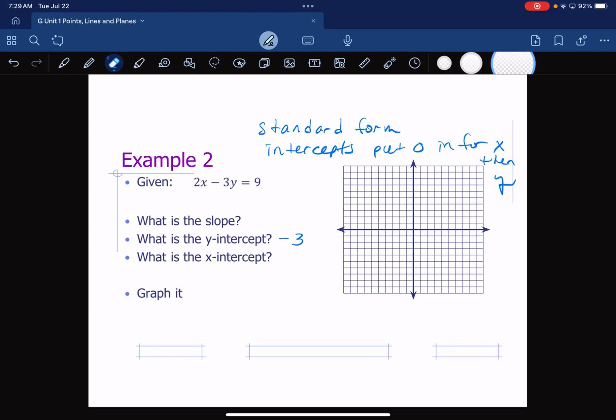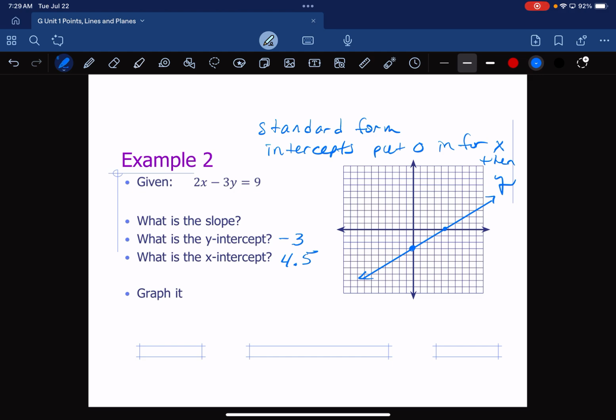Now let's do the same thing with the y. Let's put 0 in for y. That term is just going to become 0, and then I have 2x equals 9. Divide by 2, and you get 4.5 for the x-intercept. So we know those are the two points where it crosses the x and the y-axis. I'm going to go to the x-axis at 4.5, which is just halfway in between, and then the y-intercept is negative 3. Then I would just draw my line through there. Okay. Now, what's the slope?